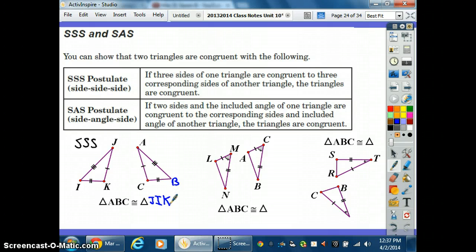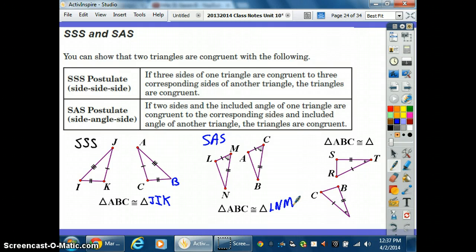All right, the next one. Here we have side and then an angle and a side. See how the angle is stuck in between the two sides. So it's side, angle, side, because side, angle, side matches. And we have ABC. A corresponds to the L. B corresponds to our N. And C corresponds to the M.